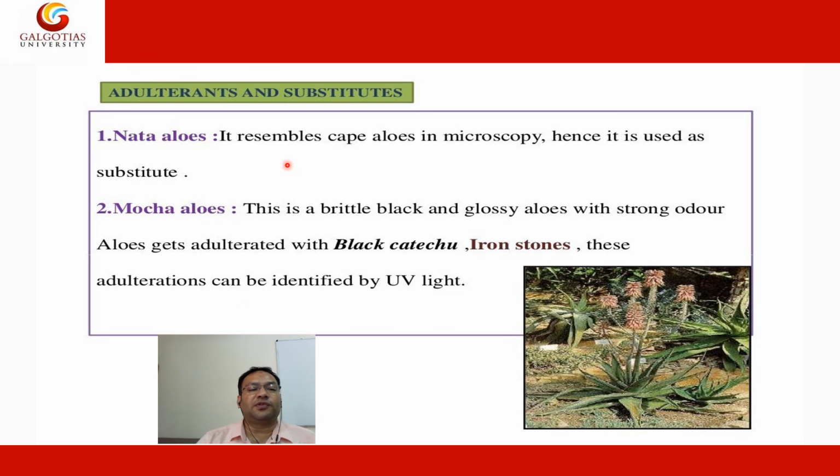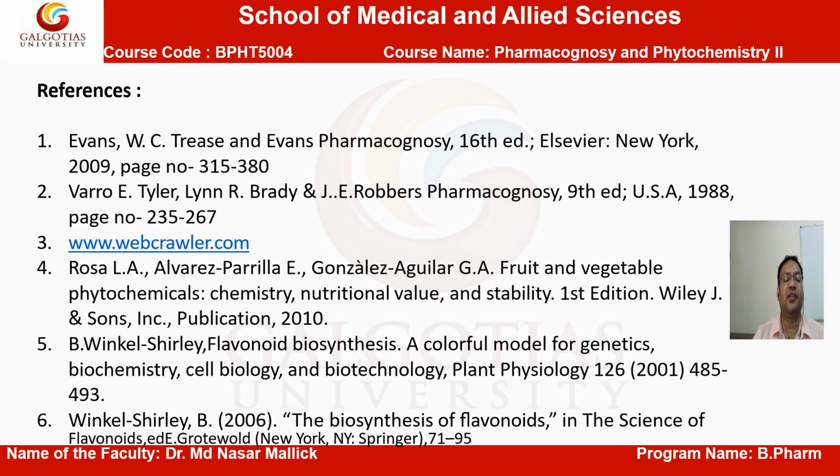Adulterant varieties and substitutes: Natal aloes basically resemble Cape aloe. Mocha aloes are brittle, black, glossy, with a strong color, and this is black catechu, ironstone. So this is also used, and these are the references of this lecture. There are different references: books, internet sites and research papers.